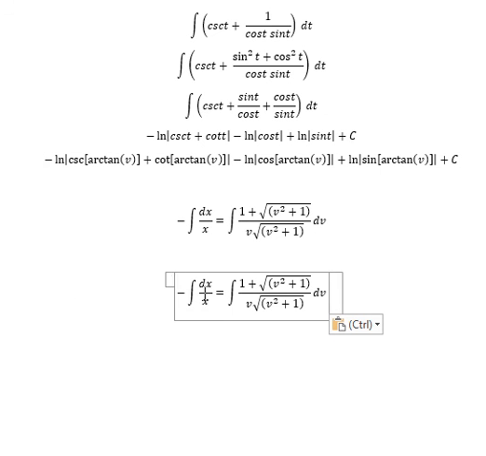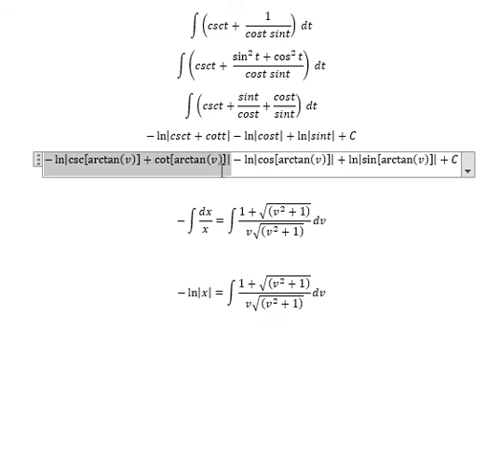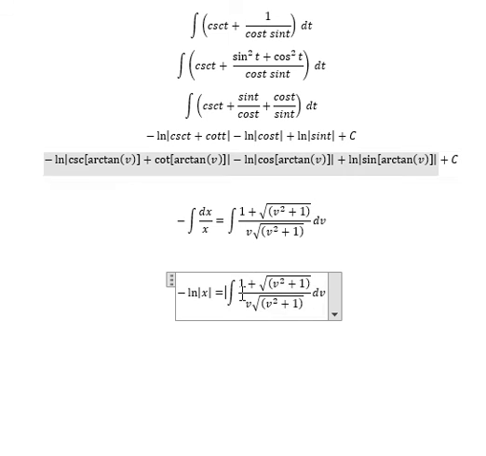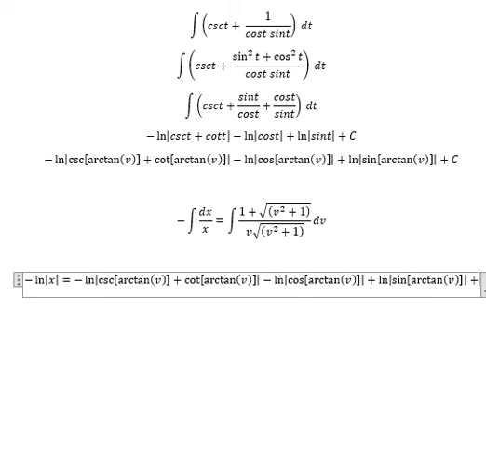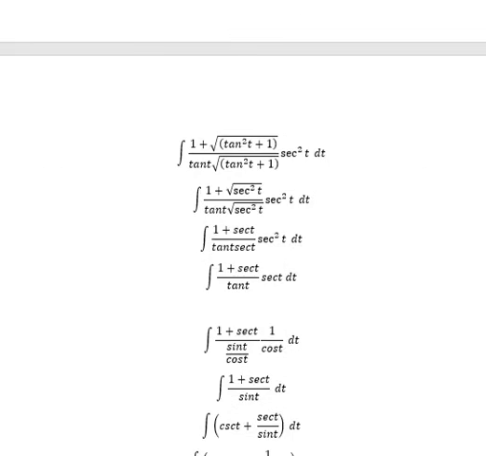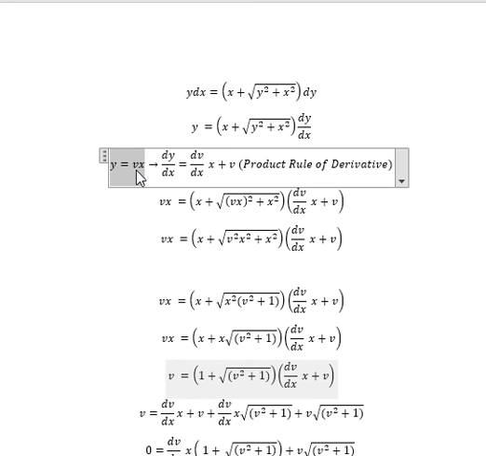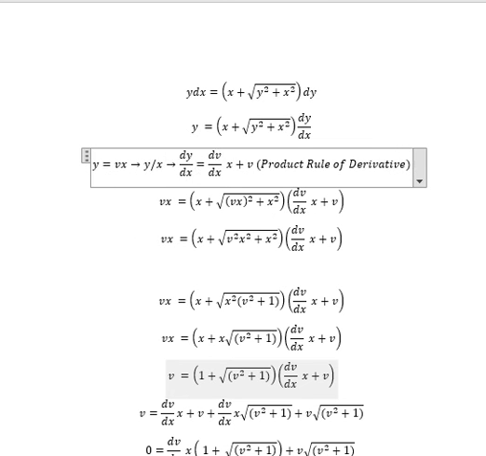The integral of dx over s, we have ln of the absolute value of s. About this one, that is this one. And we put c. About v, that is this one. So we divide both sides by s. So we change y over s for v.